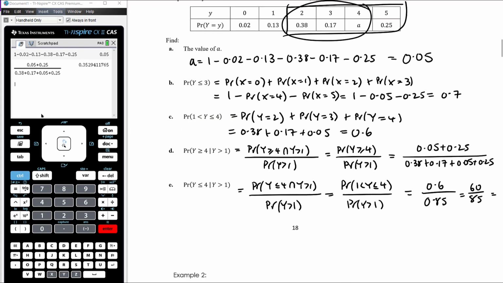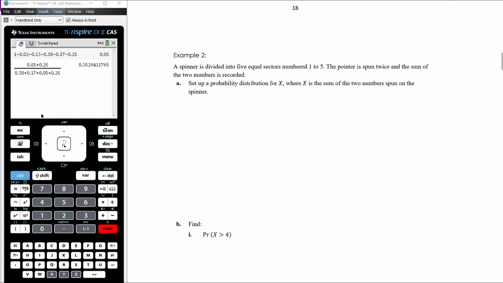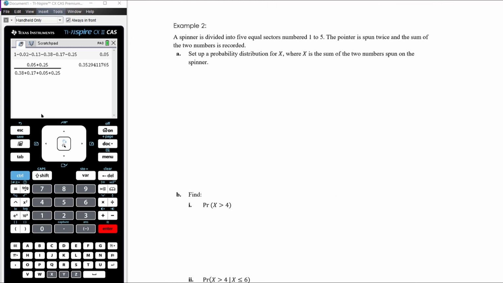Okay, so example 2. A spinner is divided into 5 equal sectors numbered 1 to 5. The pointer is spun twice and the sum of the two numbers is recorded. Set up a probability distribution for x, where x is the sum of the two numbers spun on the spinner. Okay, so we answered questions like this in the previous couple of videos, but this time we want to take it that step further, once we've organised our information, to then translate that into a probability distribution. So let's first organise our information.